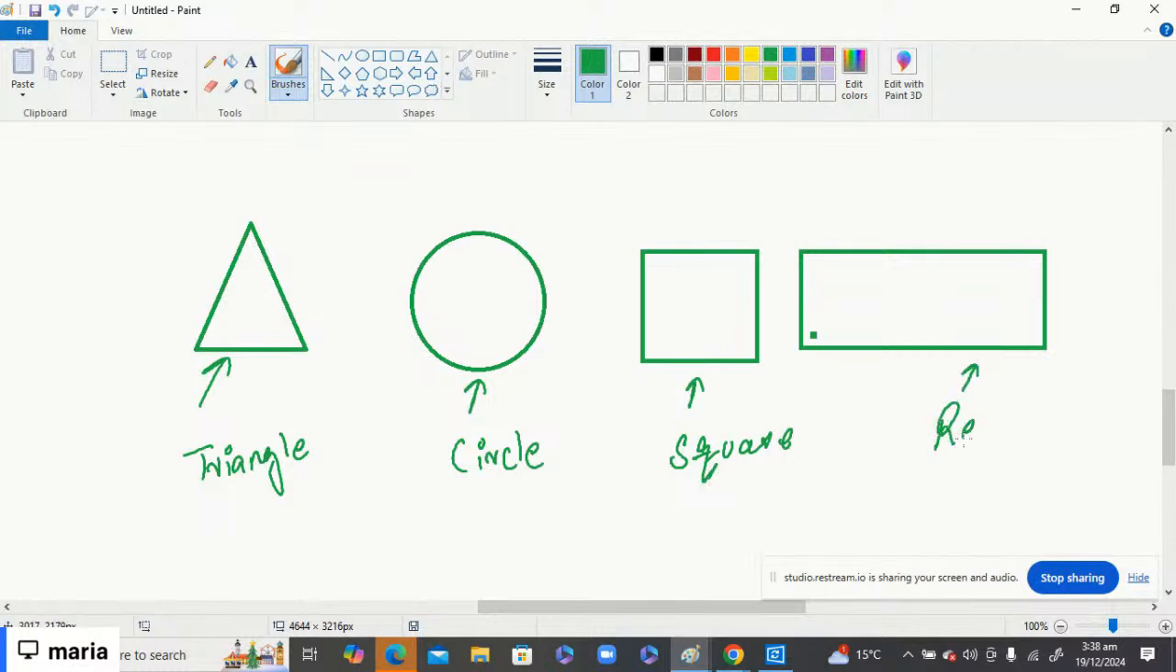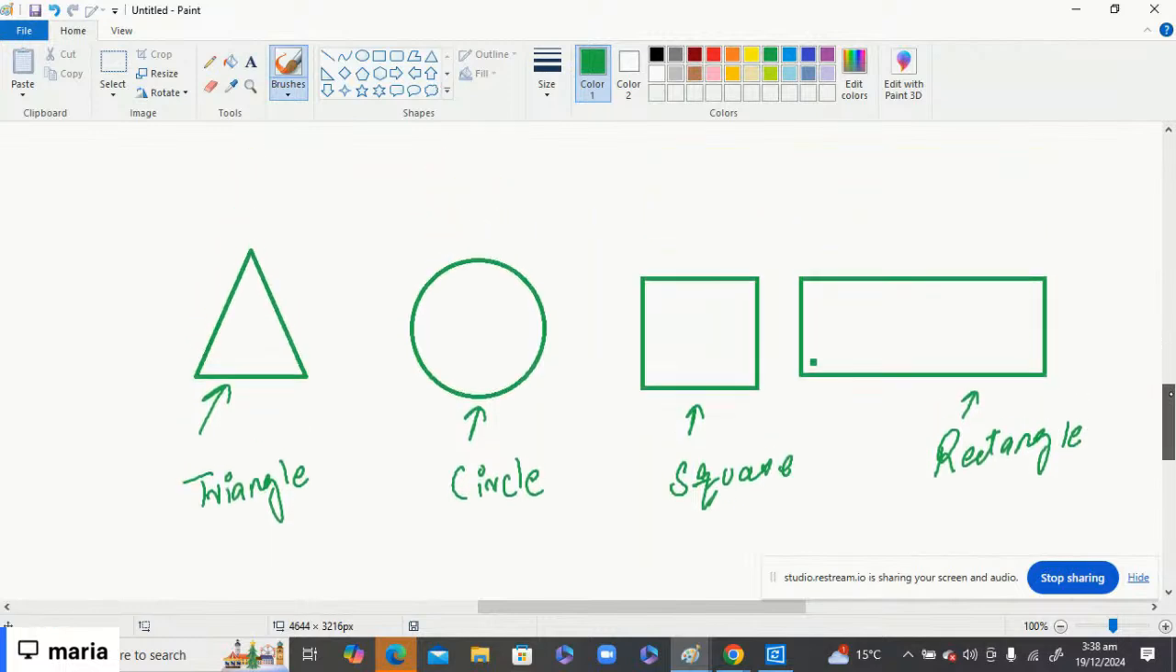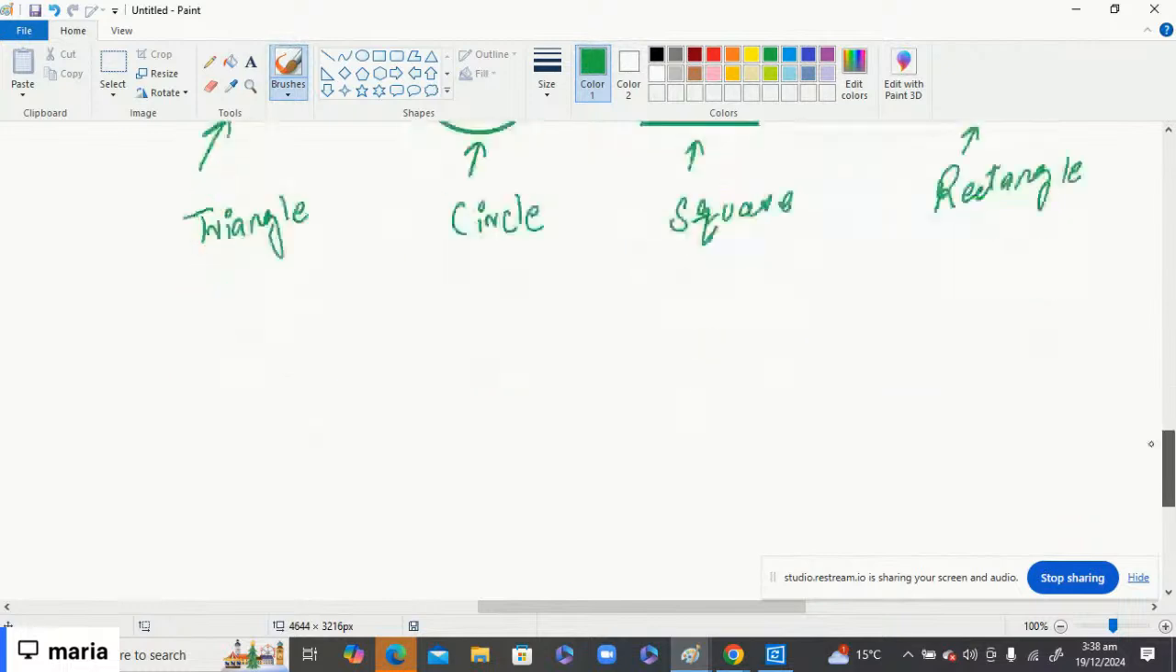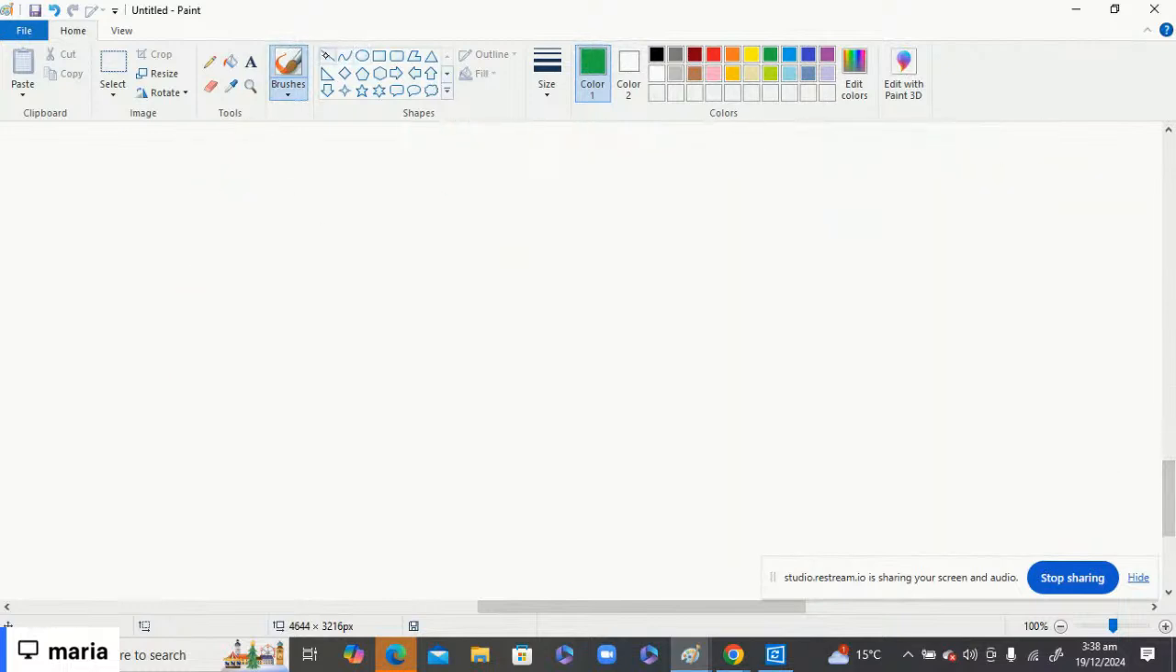And here is the shape of the rectangle. Triangle, circle, square, and rectangle, okay? Now, if these kinds of shapes are involved in any of the solids, for example in the cone, we can say that let's draw the shape of the cone. We already know it, okay?